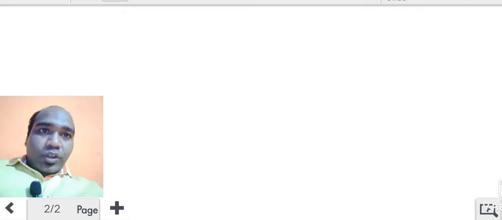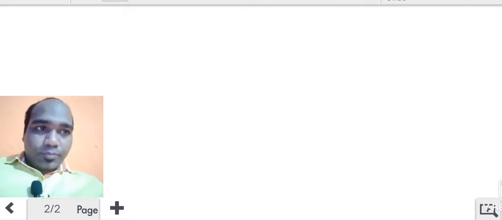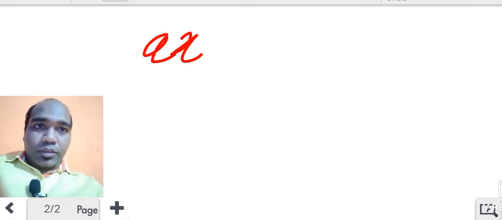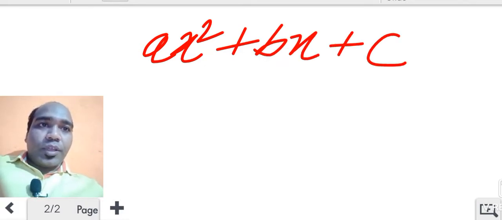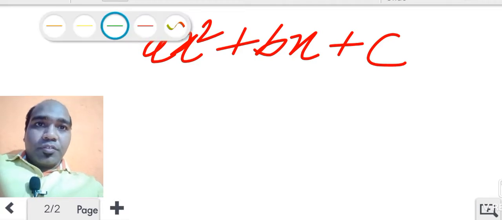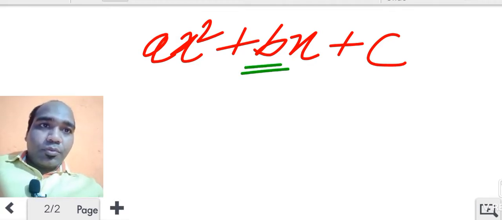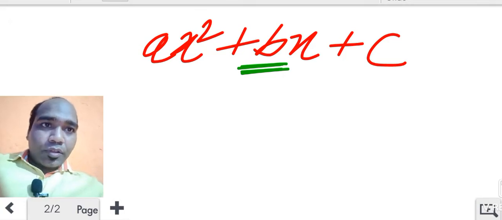Now, what is the rule to factorize a polynomial? Suppose a polynomial ax square plus bx plus c. So what we have to do? This b we have to split. We have to split it in two parts.